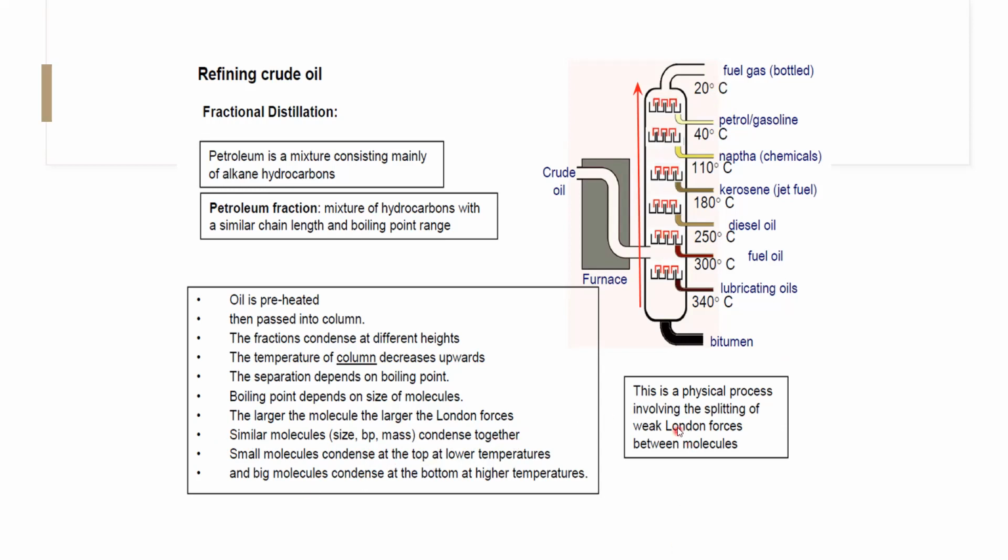Similar molecules will condense at the same temperature, and smaller molecules will condense at the top at a lower temperature. And big molecules will condense at the bottom of the furnace at high temperature. So this is how we obtain the fractions from the crude oil.